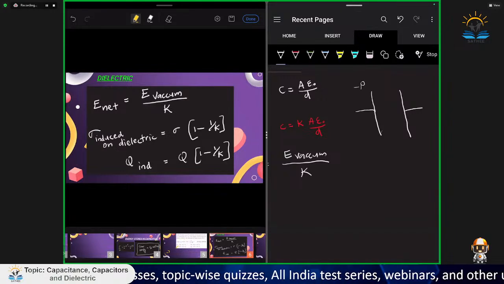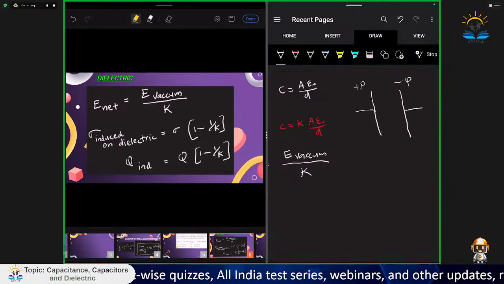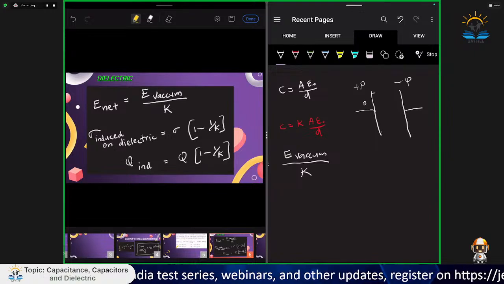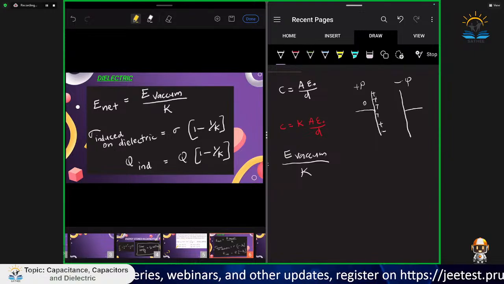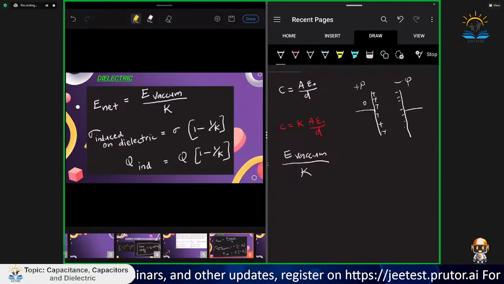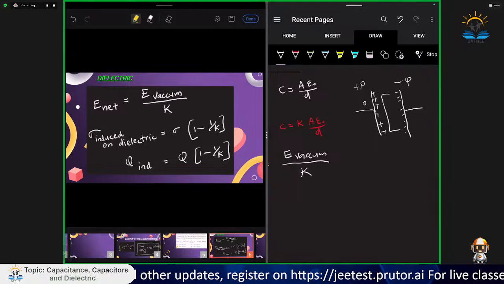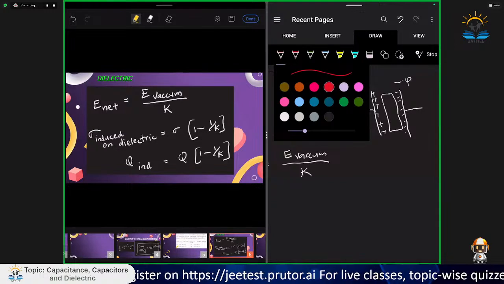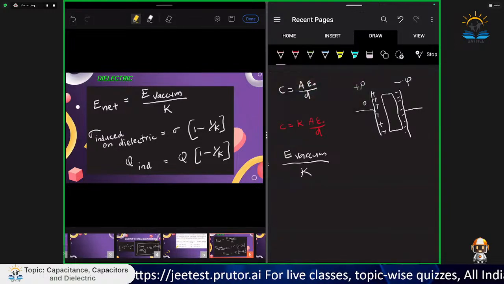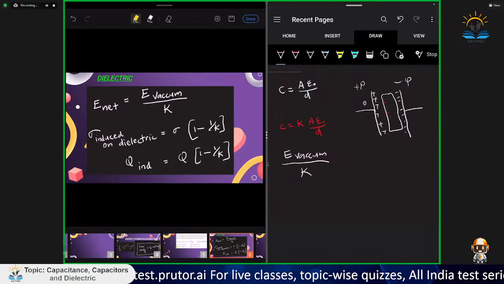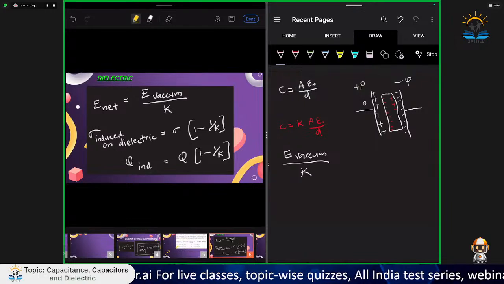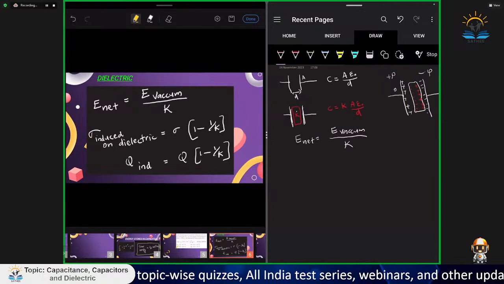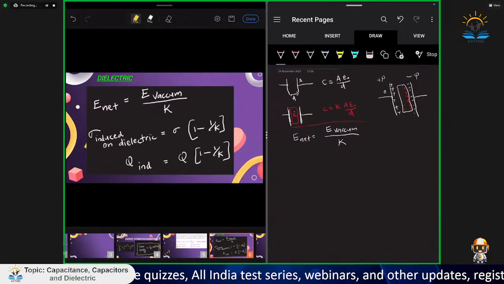So if it is plus Q, then here it is minus Q. Then charge will redistribute, right? Then here plus, here it will be minus. So if I place a dielectric in between them, charge will redistribute inside the dielectric. Negative charge will come this side, and positive charge will come this side. E net is equal to E vacuum divided by K.